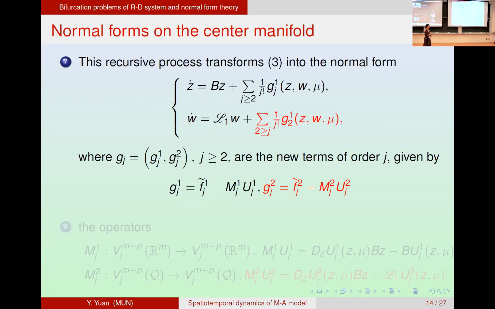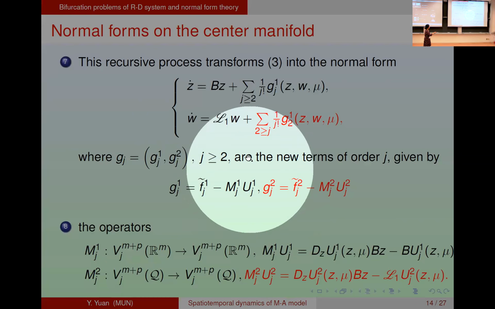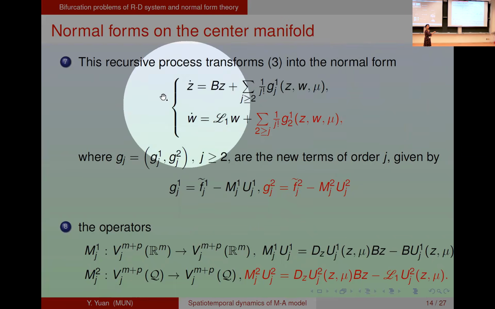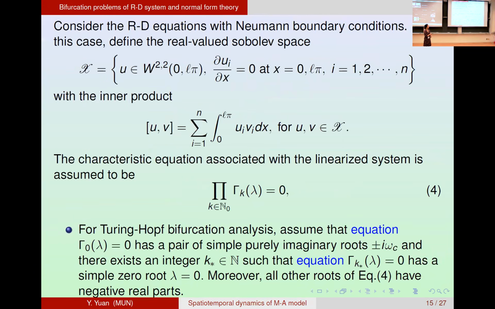This is the idea in normal form computation. We use operators like this, which is like a Lie algebra, to remove terms. We can remove actually all the non-resonance terms and just keep the resonant terms in the normal form. Then it becomes simpler to do the dynamical analysis. Okay, so this is the idea.